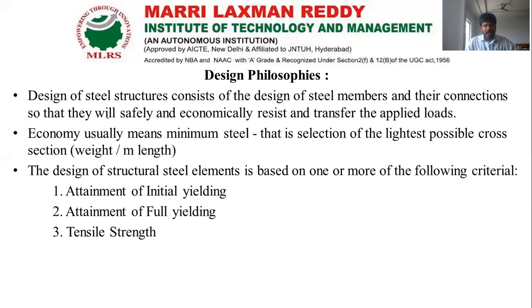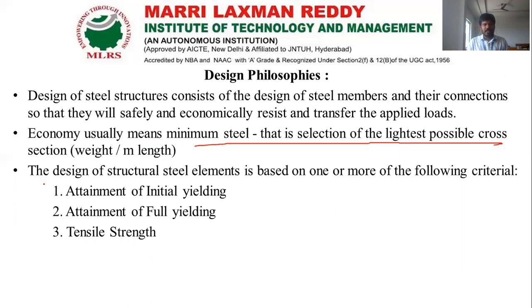Second one, economically. Economy usually means minimum steel, that is selection of the lightest possible cross section. Here economical indicates both with respect to money as well as with respect to safe transfer of load. So the light section has to transfer maximum load without failure. That we have to ensure. That is called an economical section.